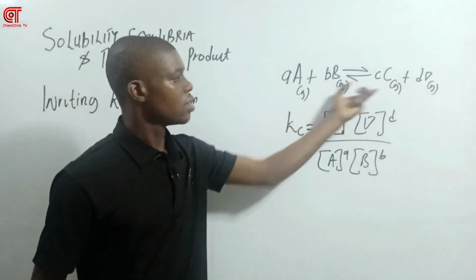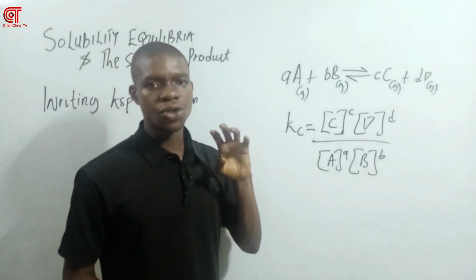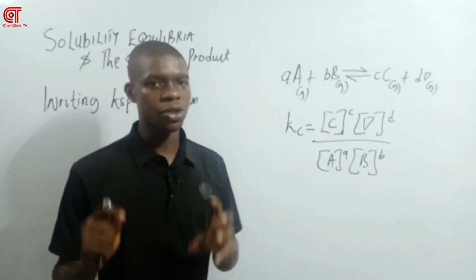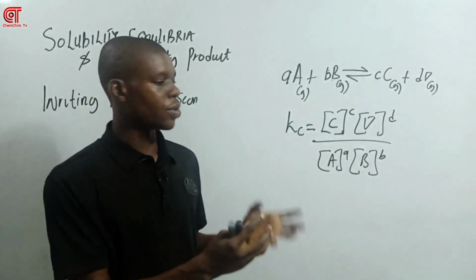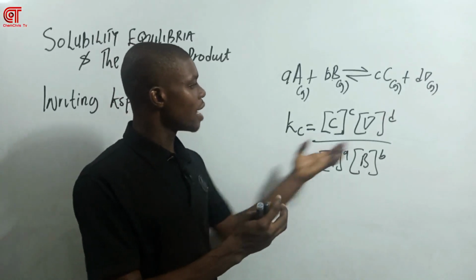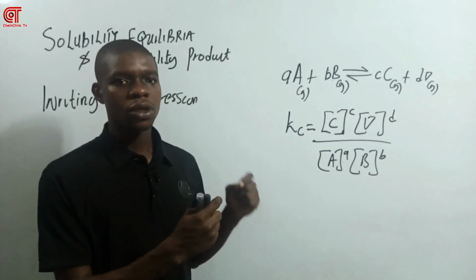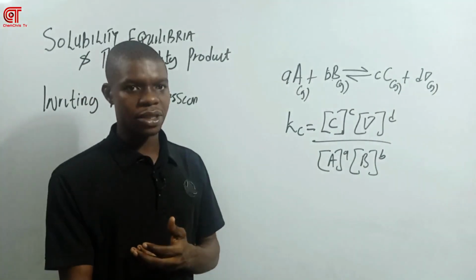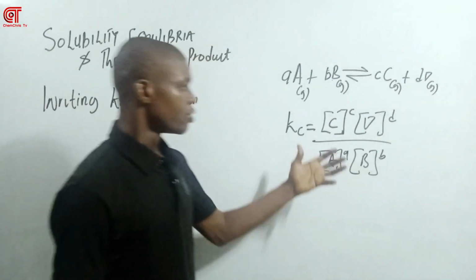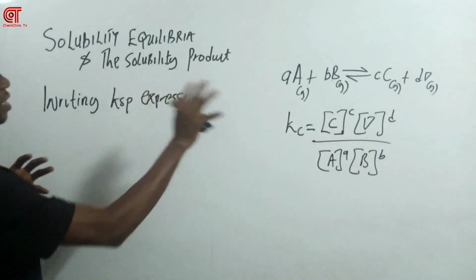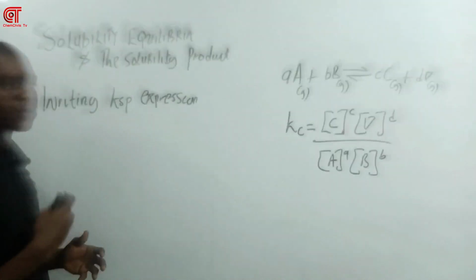Now, when writing the Kc expression, I tell you that the concentrations of solids and liquids are not used in writing the equilibrium constant expression, because the concentrations of solids and liquids are always constant, so they are always regarded as one. The same thing applies here. It's still a reversible reaction, but here a salt is being dissolved.